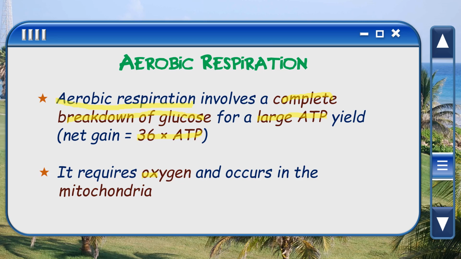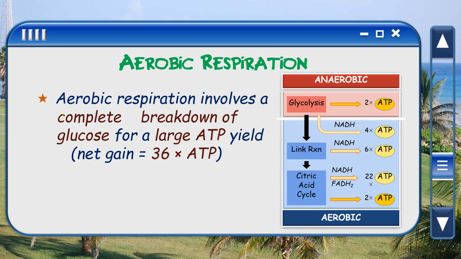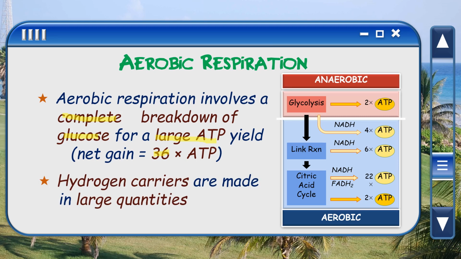Now this one requires oxygen. Aerobic respiration requires oxygen, and it takes place in the mitochondria. Let us look at what happens during aerobic respiration. It involves complete breakdown of glucose, and we end up producing large quantities of ATP, 36 molecules. And we have said that this takes place in the mitochondria. We also produce hydrogen carrier molecules in large quantity.